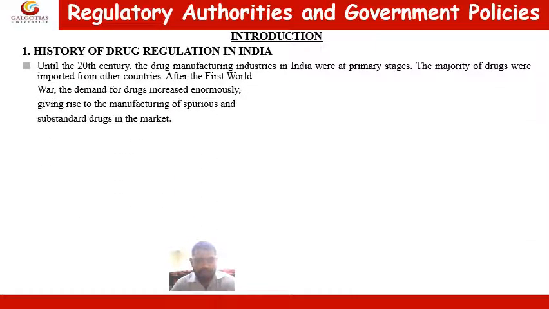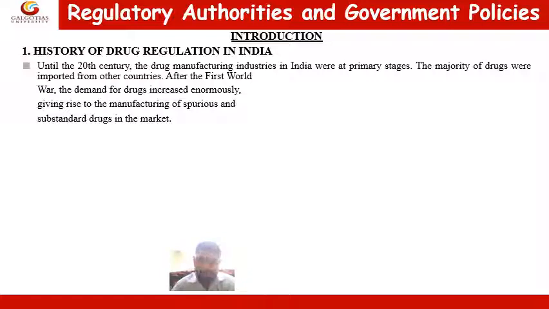So let's start with the introduction. As history, you all know that until the 20th century, there was no manufacturing industry in India, and that was the primary stage of India's pharmaceutical industry. The majority of drugs in India were imported from outside, and because of that, spurious or substandard drugs were in our market, and because of that, so many complications developed at that time.